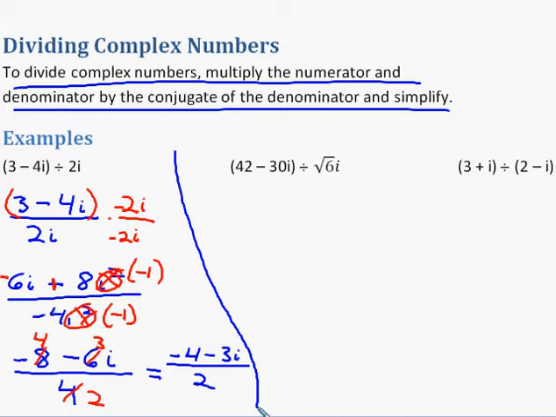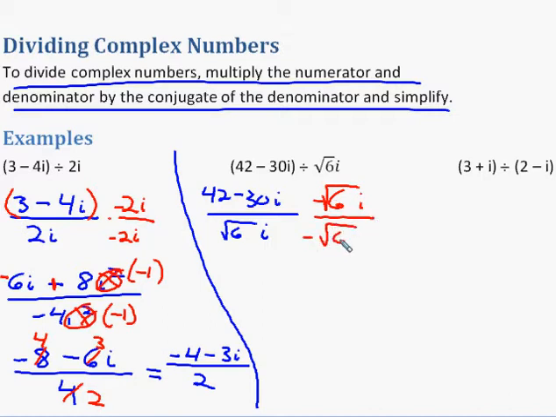So we multiply top and bottom by the conjugate of the denominator. Over here we can rewrite this as a fraction. Same idea, we're going to multiply top and bottom by the conjugate. The conjugate of positive root 6i is negative root 6i. Glad I caught the mistake early. And now we're going to multiply. 7 times root 6i is, and that's a negative, so negative 42 root 6i. And then negative times a negative is going to be positive 30 root 6i squared.